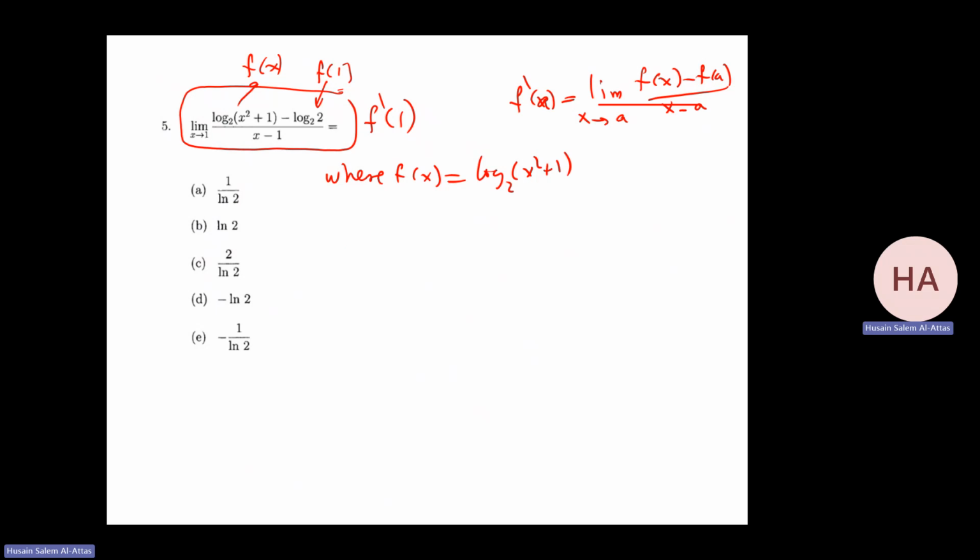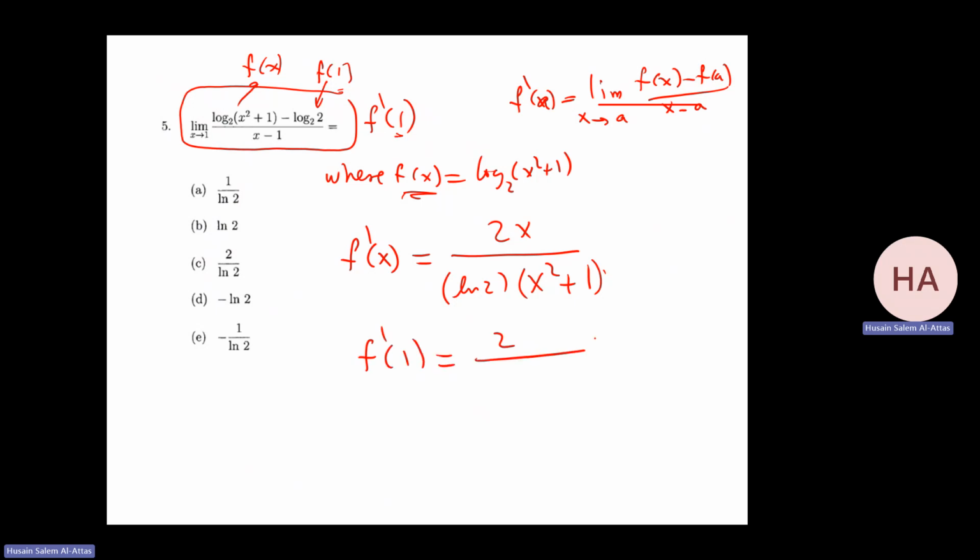Okay. So now we need to find the derivative of this, and substitute at 1. So it will be f prime at x: 1 over half ln 2 here. We have x squared plus 1. Derivative of this is 2x. I want f prime at 1. That will be 2 over ln 2 times 2. Cancelled. So you have 1 over ln 2, which is this.